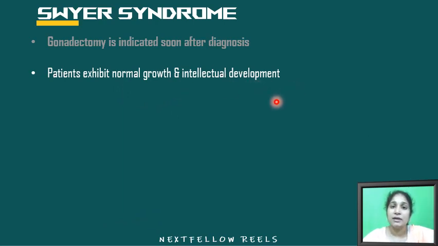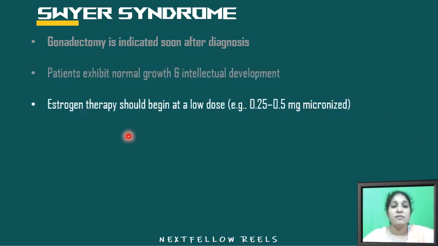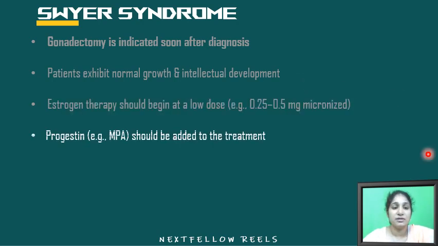They are healthy and require no specific monitoring or treatment like Turner syndrome patients, but they need hormone therapy which aims at inducing sexual maturation. We start estrogen therapy at a very low dose of 0.25 to 0.5 milligrams and increase gradually every 3 to 6 months according to the response. We follow the Tanner staging with the goal of completing sexual maturation over a period of 2 to 3 years.